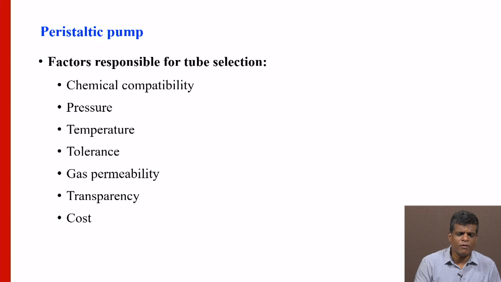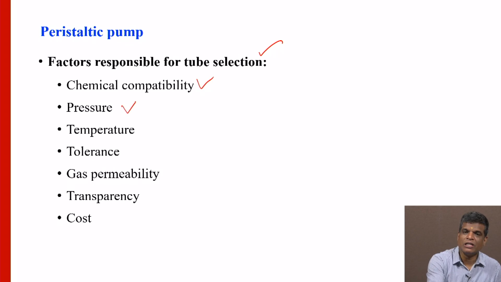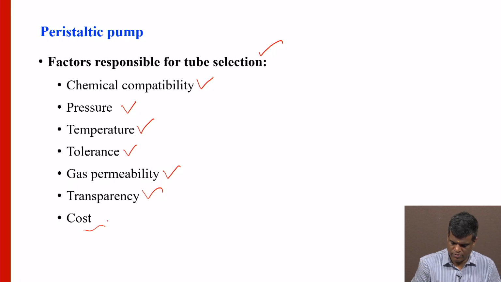So for the peristaltic pump, what are the factors responsible for the tube selection? Another point: it should have chemical compatibility, of course pressure, then temperature tolerance, these are well controlled here. Then gas permeability, that's very important, and transparency. Then cost wise also, it should be low cost, not high cost, that only we can use here.